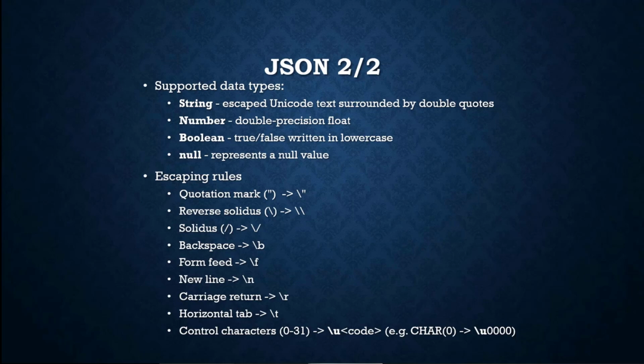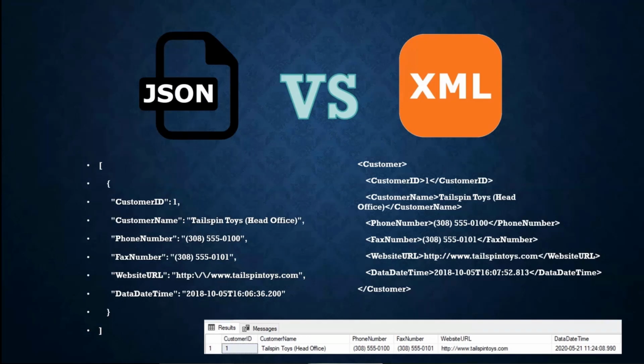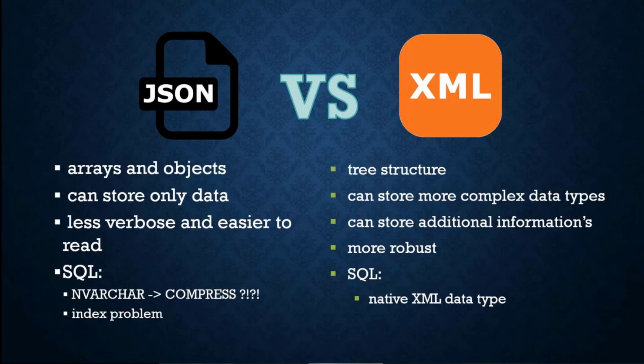So, okay, maybe you are thinking this is like XML, for example. So let's take a look at this also. Here is the representation of a customer record in JSON and XML format. And at the bottom, you can see the SSMS result set of the same record, of course. But let's compare this more.